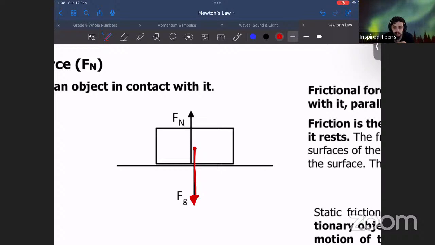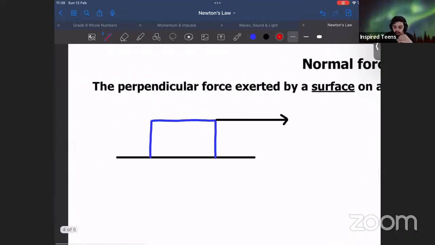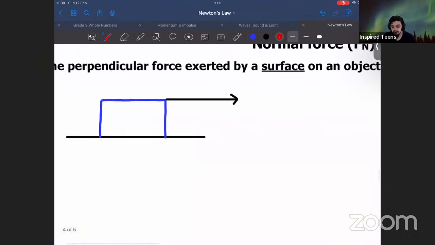So basically, this little box on the table, the fact that its gravity is exerting a force on the surface would also be exerting a force back onto that object, equal in magnitude and opposite in direction. In this case, we can see that Fg is down, F normal would be up, because Fg is always down. When an object is on a surface, the force that opposes that object's gravity is known as the normal force.